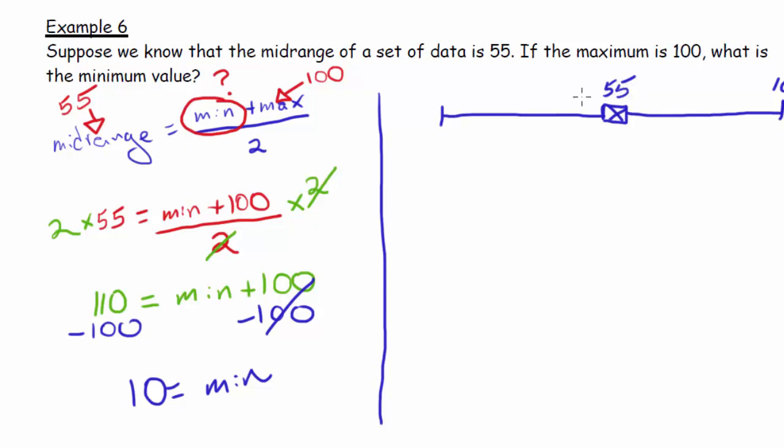Alright, so if I went here from my mid-range to my maximum, this distance here is going to be 45. So if I went 45 up to my maximum, I need to go 45 down to my minimum. So then 55 minus 45 would give me a minimum of 10. So either way we can come to the same conclusion.